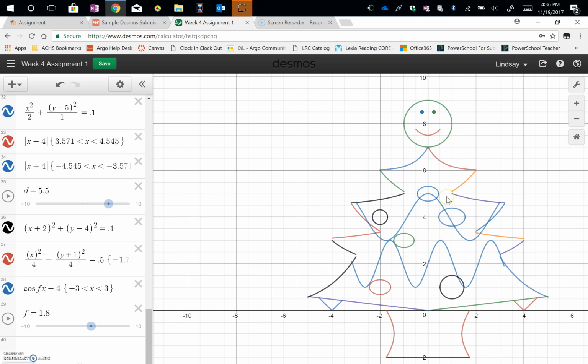Something like that. So that is with my conic, my hyperbola, my restrictions for both my cosine function and my hyperbolic function, as well as my circle with no restriction at all. So this is what my finished product looks like.